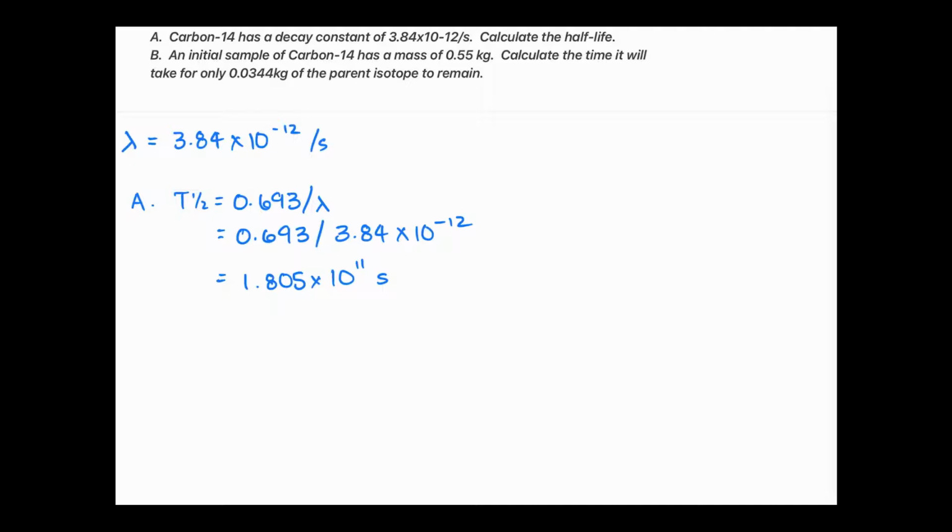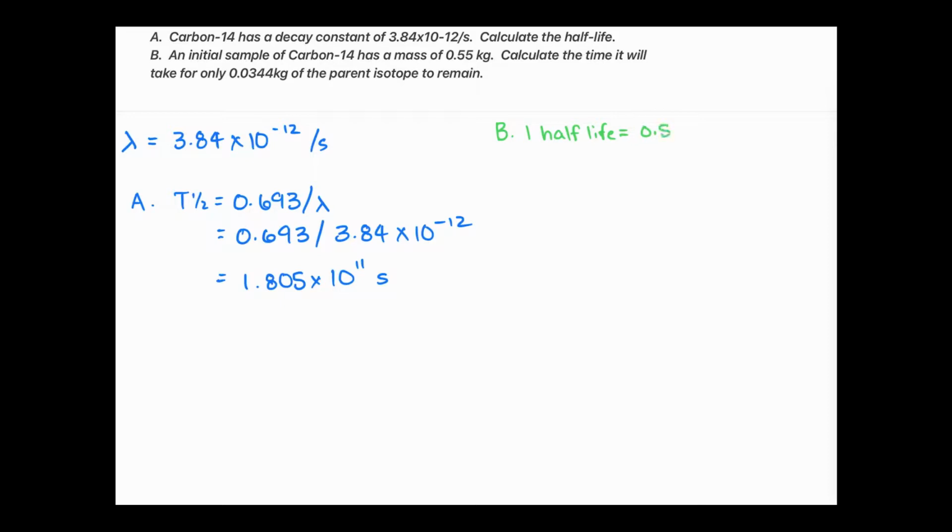Okay. Now for part B, they are asking us to calculate the time it takes for the sample to decay, and we have an initial mass of 0.55, and we want to know how long it will take to decay to 0.0344 kilograms. So here's how we're going to solve that one. We're just going to calculate half-lives until we get to 0.0344.